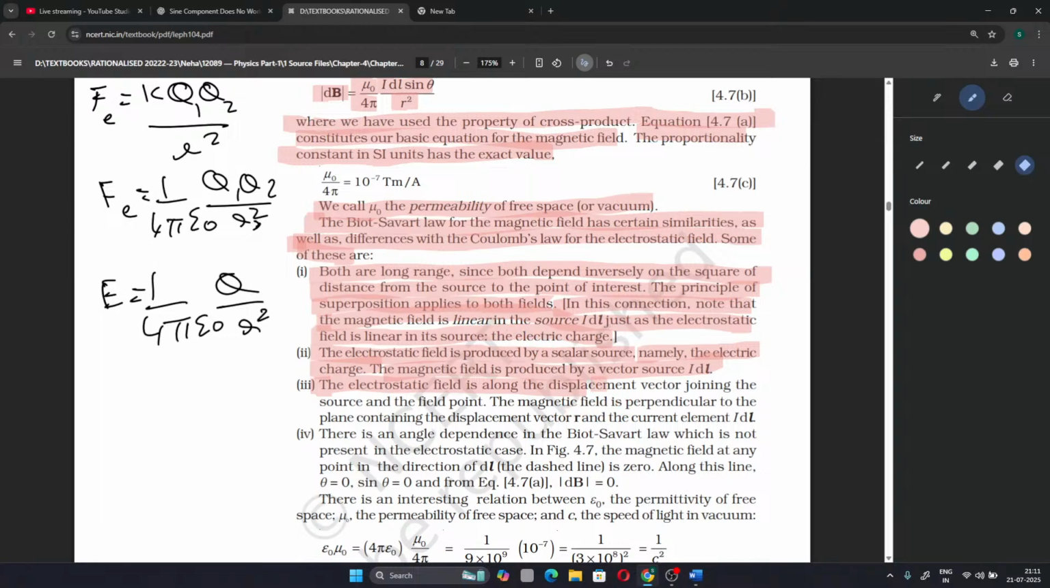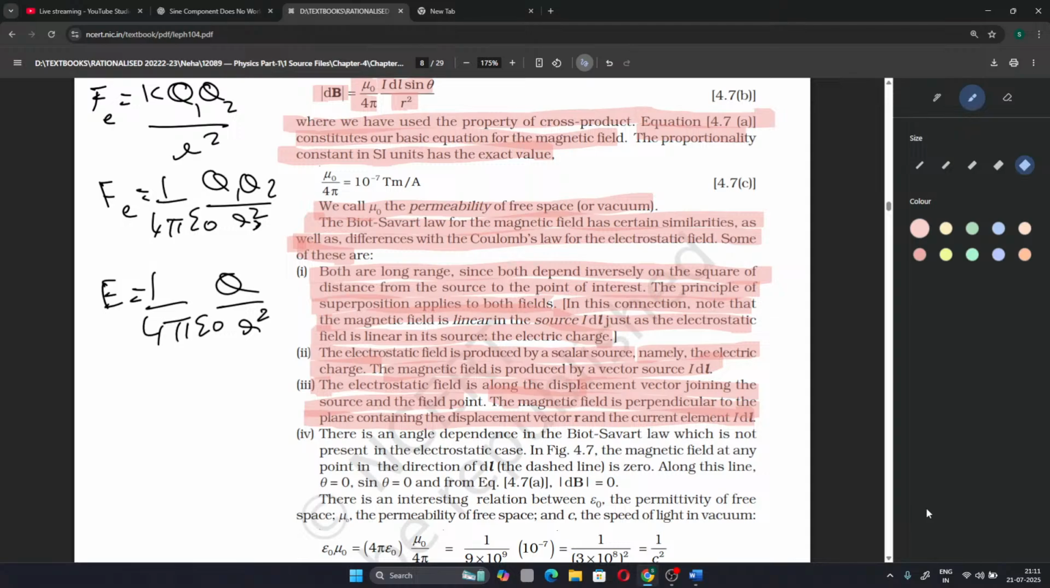The electrostatic field is along the displacement vector joining the source and the field point. Basically the position vector, it's along the position vector direction. The magnetic field is perpendicular to the plane containing the displacement vector and the current element IDL.